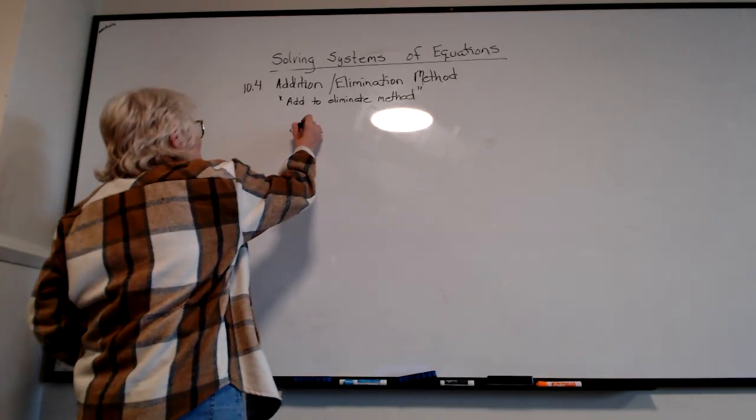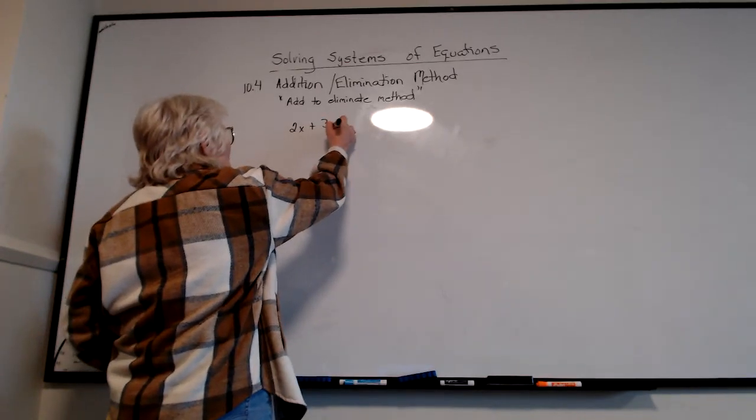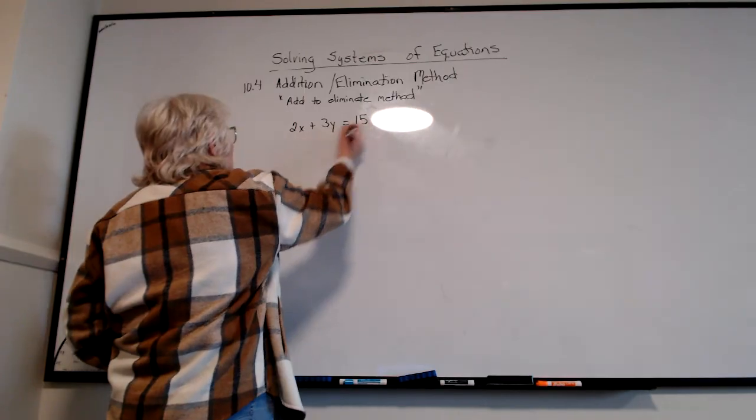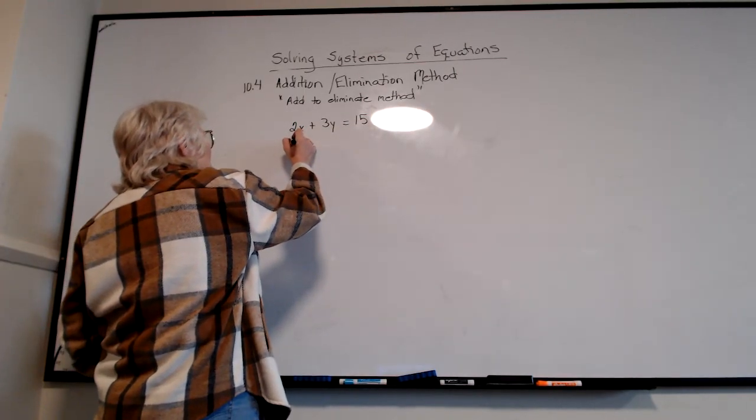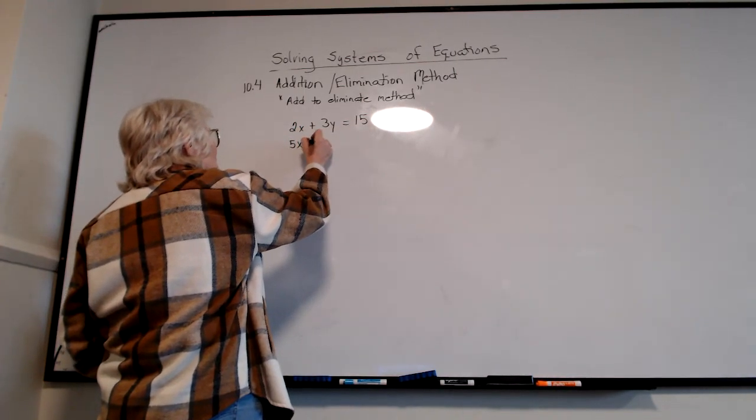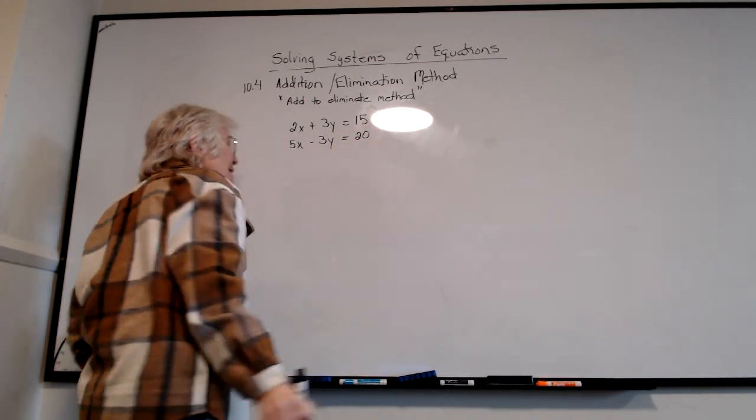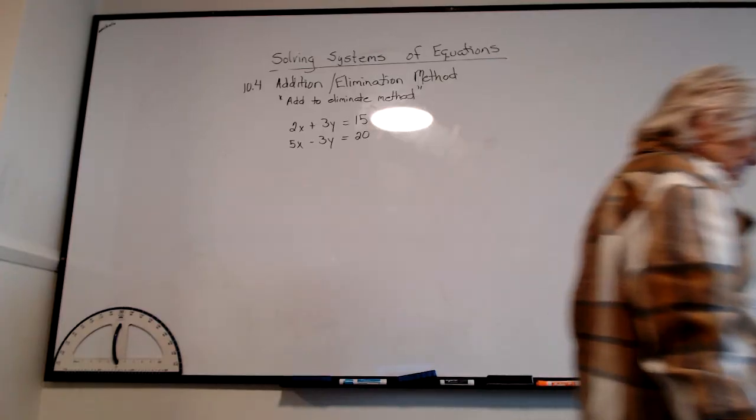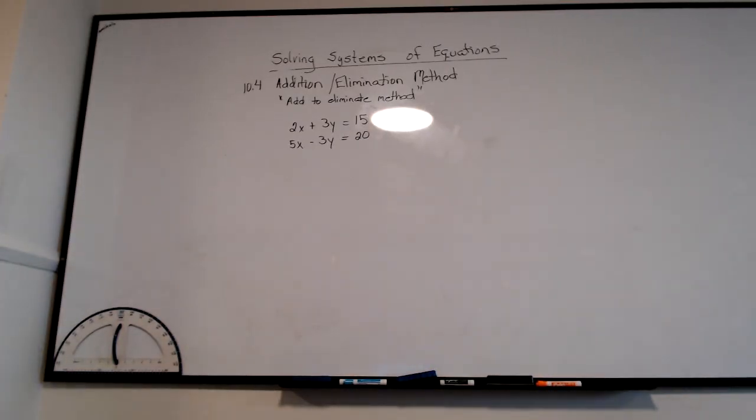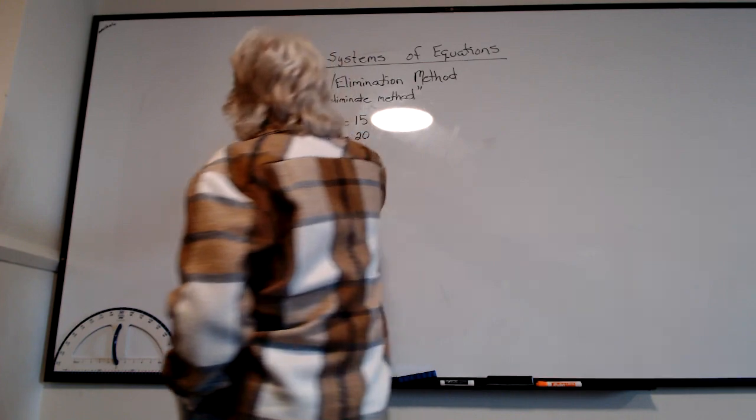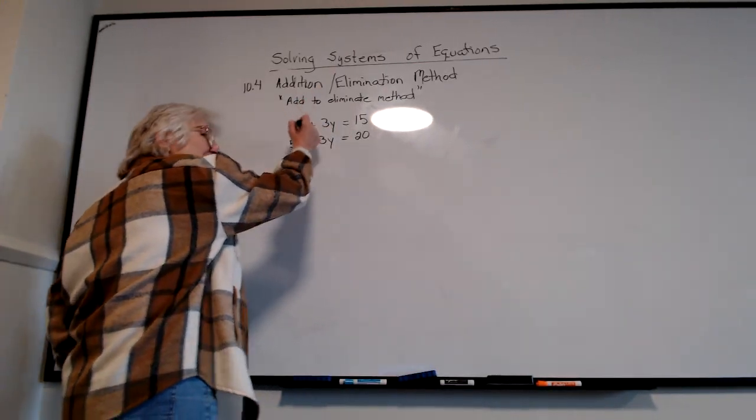If I have 2x plus 3y equals 15, and I have 5x minus 3y equals 20, okay? Two different equations, right? If I went to graph this, this is the one where I have to set x as 0 and find y. I have to set y as 0 and find x.